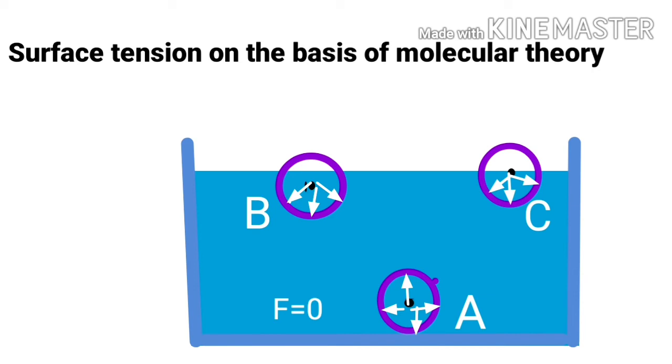Thus, all the molecules in the surface film are acted upon by the cohesive force, and this cohesive force is directed into the liquid. Due to this cohesive force, the molecules in the surface film are pulled inside the liquid. This minimizes the total number of molecules in the surface film. As a result, the surface film remains under tension. The surface film of a liquid behaves like a stretched elastic membrane, and this tension is known as surface tension.